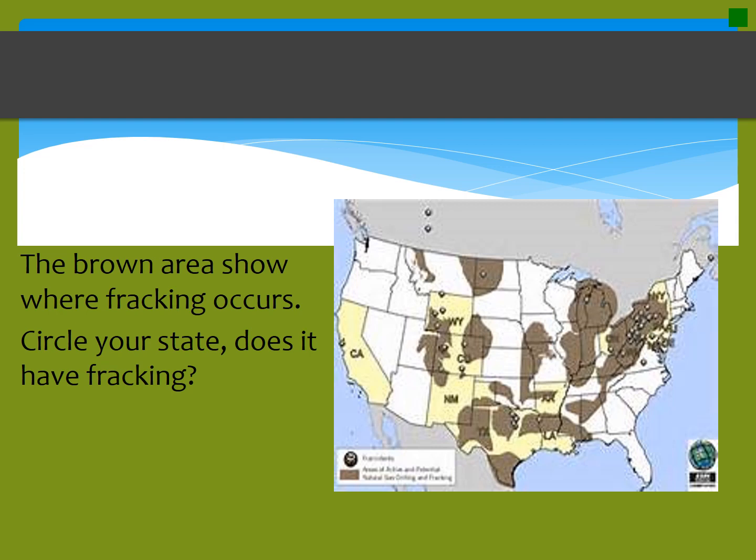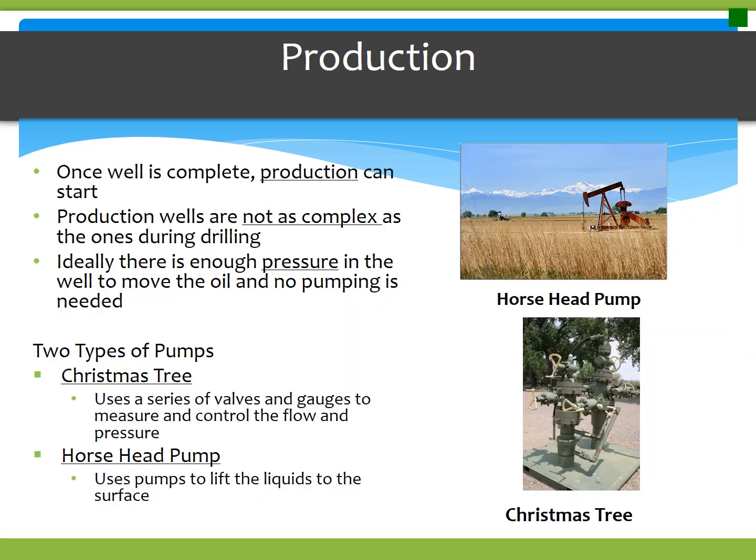All right, so let's look at this map. The brown areas are where fracking is. So circle your state. Does it have fracking? I hope by now at this age you know that you live in Illinois, which is right here. So look, do we have brown in that state? Yes, we do. So yes, we do have fracking in Illinois.